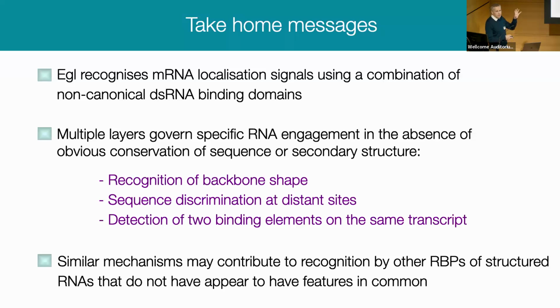Together we think this adds up to give very highly selective transport of specific transcripts. And we think that this mechanism, or similar mechanisms, could contribute to recognition in other systems, not just to do with RNA trafficking, in which there's an RNA binding protein or a set of RNA binding proteins that target RNAs that have structured elements that seem to be diverse, and we would argue that maybe they do have elusive things in common.